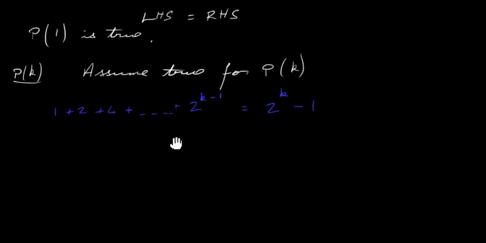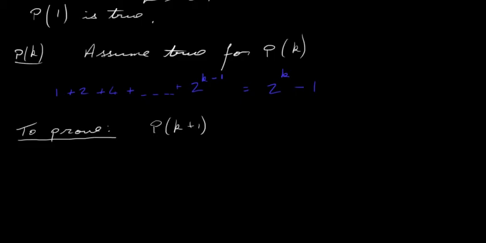Okay, so what do we actually need to prove then? We need to prove that the proposition is true for P(k+1). That if the proposition is true for some number k, then it will always be true for the next number up, k plus 1. So we need to prove that. Again, I'll do that in blue here.